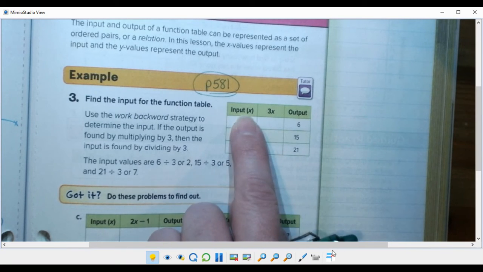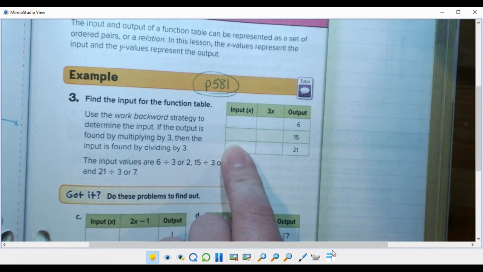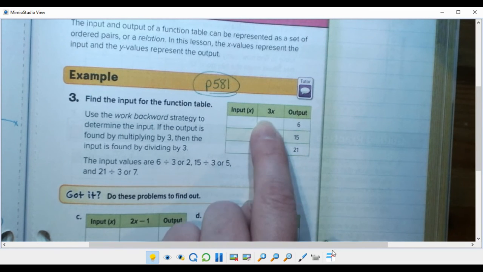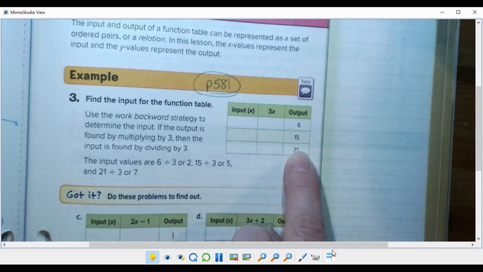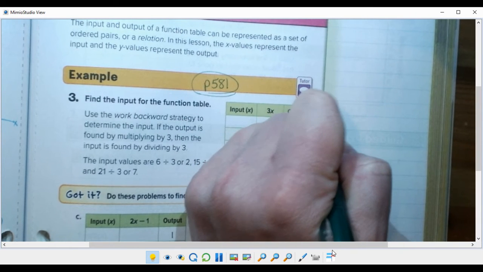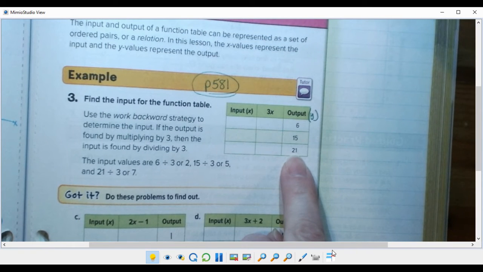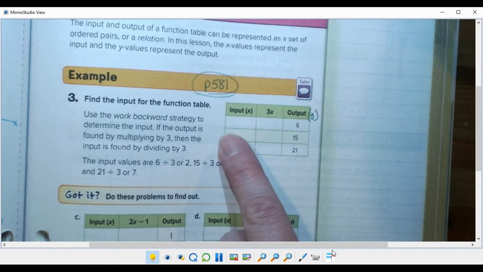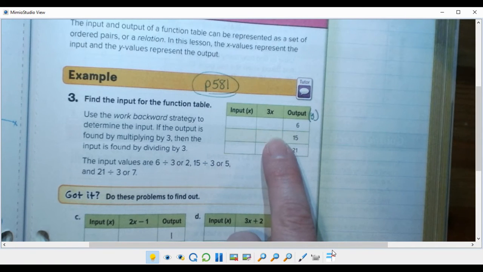So if you remember yesterday, the information was given on the input column, x. We had to apply the function rule and then get the answer or the output, the y. Well, today we're going to do it backwards. We're given the answer or the output, and now we've got to think backwards to figure out what we started with. It's very handy that we have this work column in the middle.